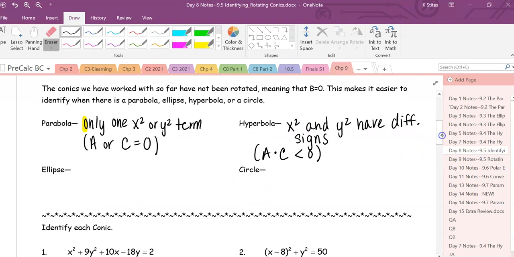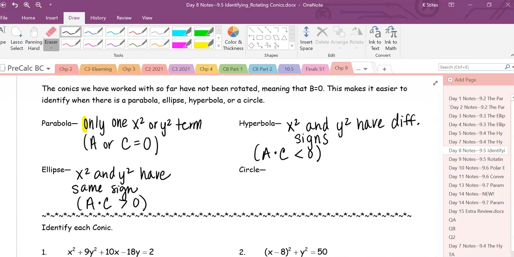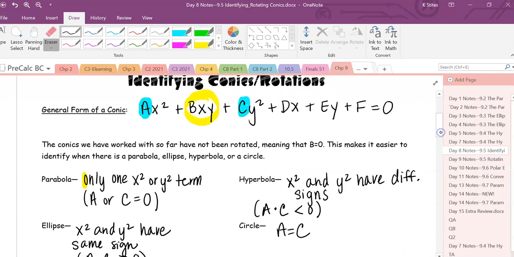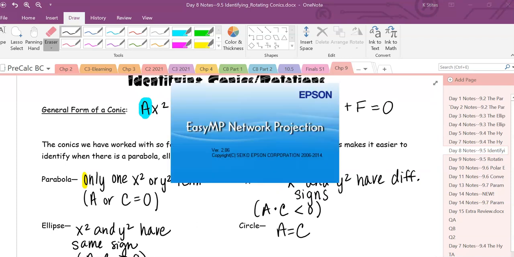An ellipse, we know we also have x squared and y squared, but this time they will be the same sign. And because of that, if you were to multiply a and c, and why you would do that I don't know, you would get a positive number, so it would be greater than 0. And finally, for a circle, we know that the radius in the x direction and in the y direction are the same. And what that ultimately ends up meaning is that a and c have to be equal. Your x squared and your y squared terms have to be the same.